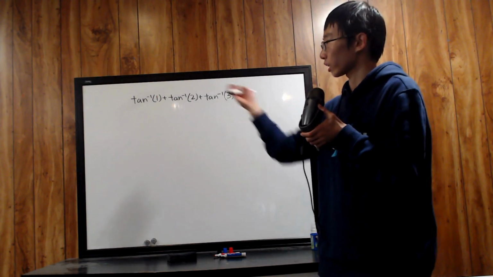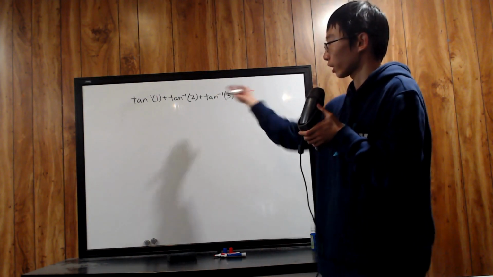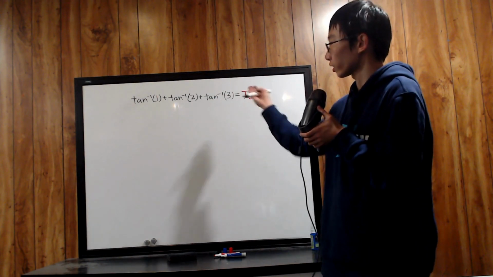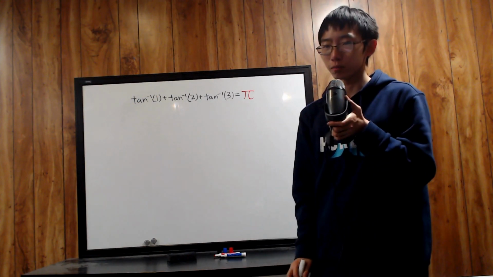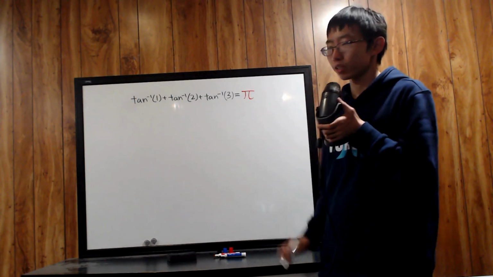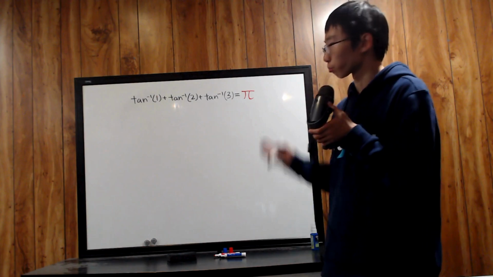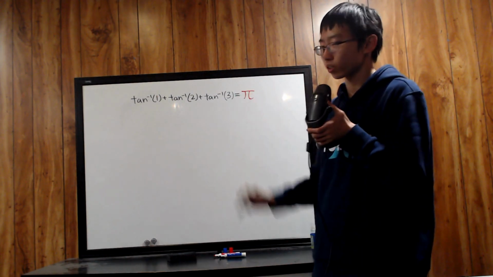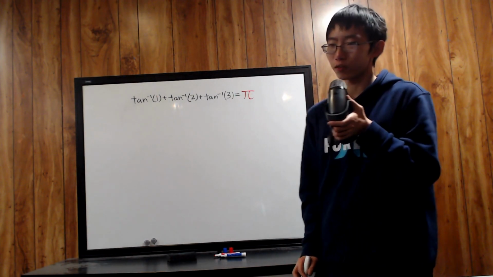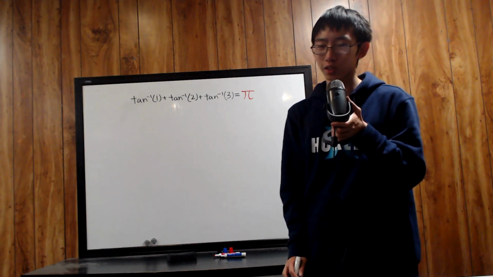Did you know that tangent inverse of 1 plus tangent inverse of 2 plus tangent inverse of 3 is equal to exactly pi? Well, if you did not know this, then welcome to this video. I'll be proving this fact in this video. And even if you do know this, then consider watching if you have not seen the geometrical proof for it.